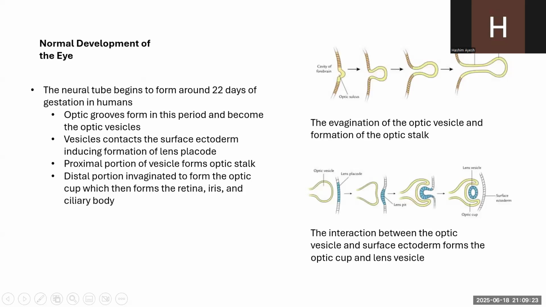Now for normal development of the eye. The neural tube begins to form around 22 days of gestation in humans. Optic grooves form in this period and become the optic vesicles. These vesicles have contact with the surface ectoderm, which induces the formation of the lens placode due to a variety of genetic and signaling pathways we'll talk about later on. The proximal portion of the vesicle forms the optic stalk, while the distal portion is invaginated to form the optic cup, which then forms the retina, iris, and ciliary body.